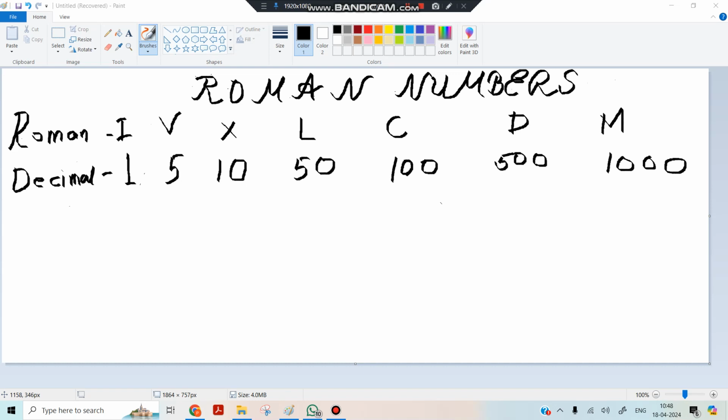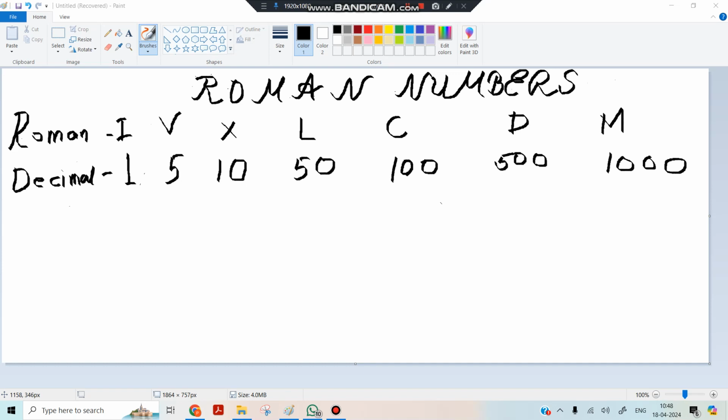Hello children, welcome back. Our topic for today is Roman numbers. Roman numbers is an ancient number system that is still used in many places. Can you guess where it is used? Yes, when you are writing your grades, you use Roman numbers. You'll also see Roman numbers in many wall clocks. The numbers from 1 to 12 are represented in Roman numbers.